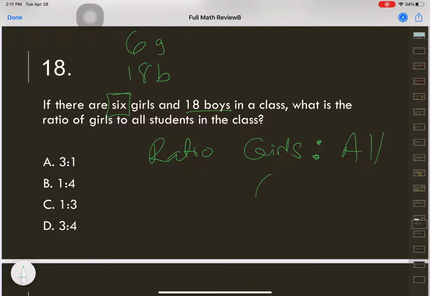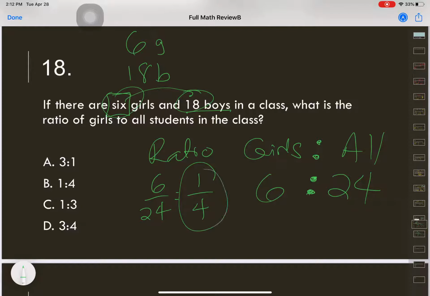So the girls are 6. And then the ratio here is 6 to, and then all students are 6 and 18, both of those together. 6 plus 18 is 24 students, not 18 students. So 6 to 24 is the same as 6 over 24, which you can put in the calculator if you don't know how to reduce. If you do know how to reduce, awesome. 6 will go into both of those. So 6 will go into 6 one time, 6 will go into 24 4 times. So it's 1/4 or 1 to 4.